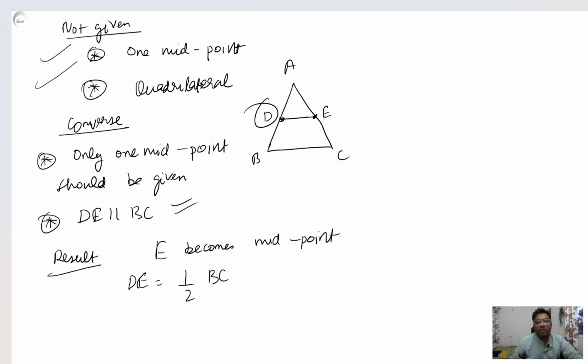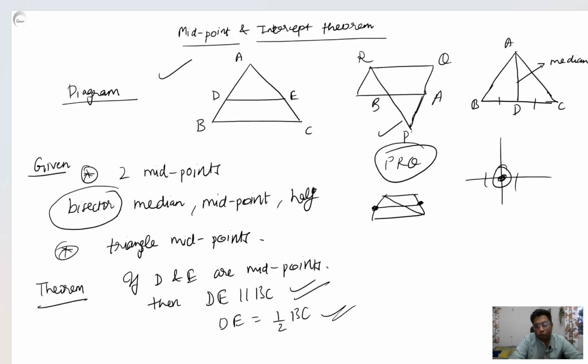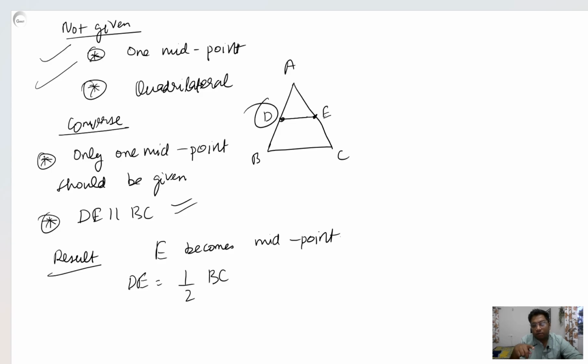So the converse of the midpoint theorem is not your typical converse of any theorem, where the given and the proof interchange or reverse. In the midpoint theorem, the given information will be two midpoints of a triangle. They have to be midpoints of a triangle's sides. The result of the theorem is that DE is parallel to BC. In the converse of the midpoint theorem, DE parallel to BC was the given information. That's the difference.